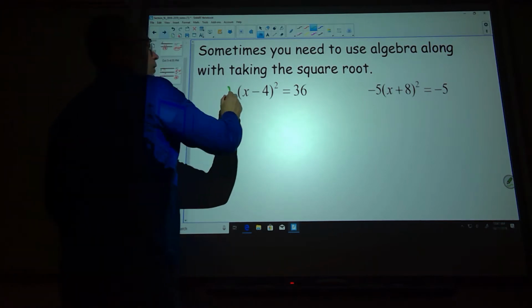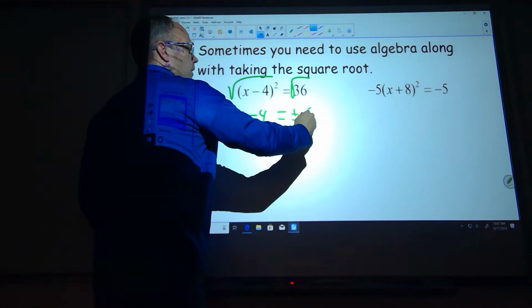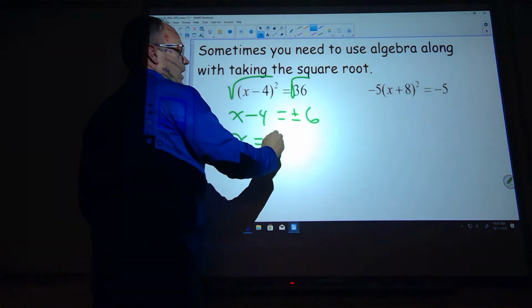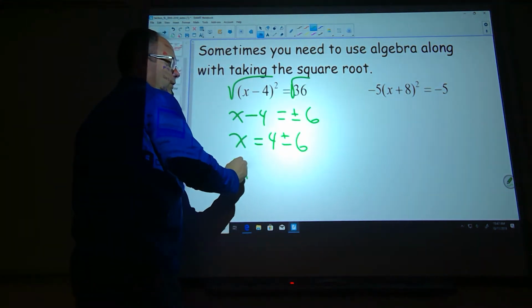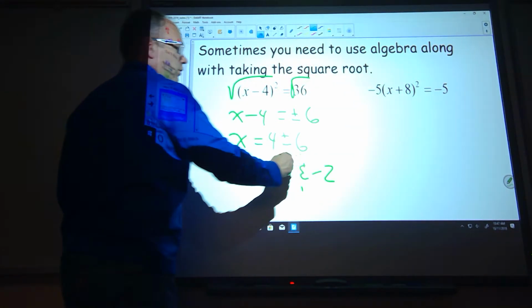All right, sometimes you take the root of the whole side. And then you add 4. So this is just algebra 1. So that would result in 2 answers. You have 10 and negative 2 for answers.